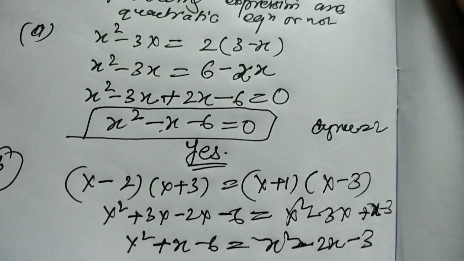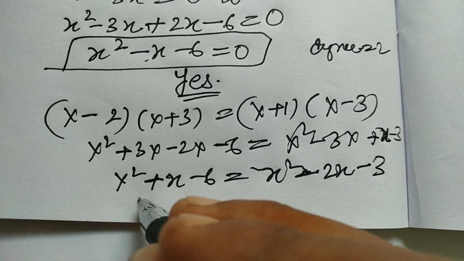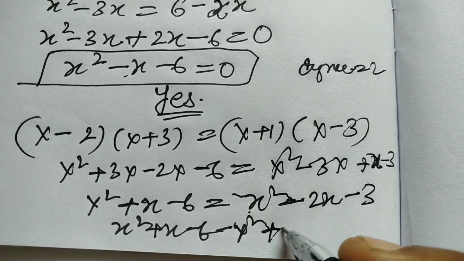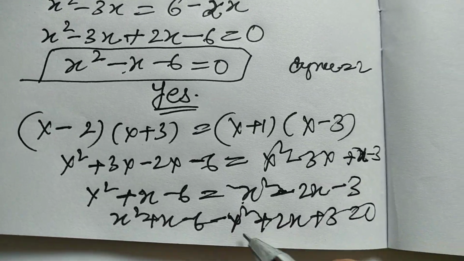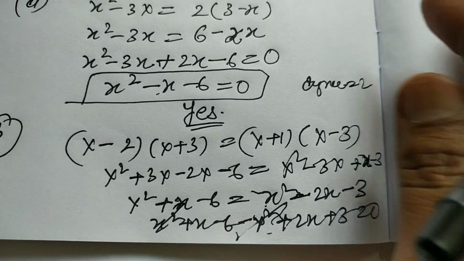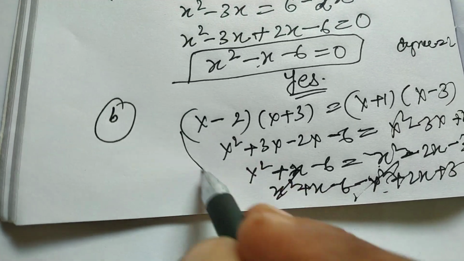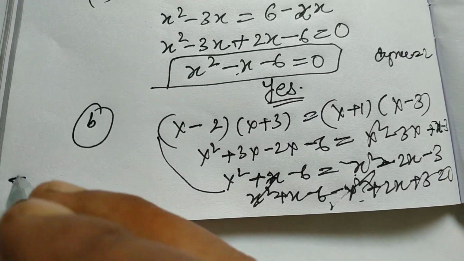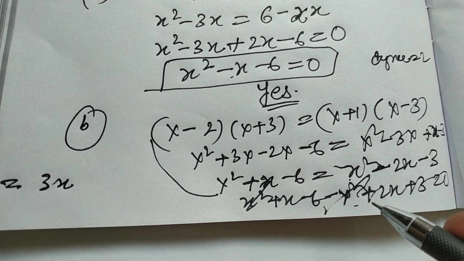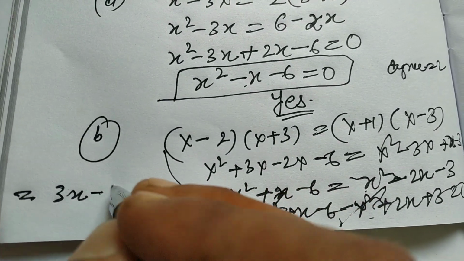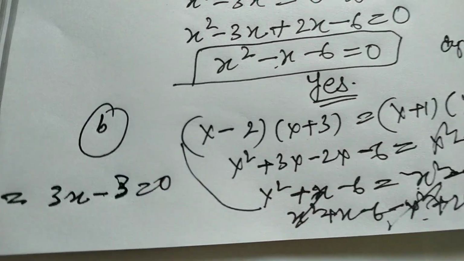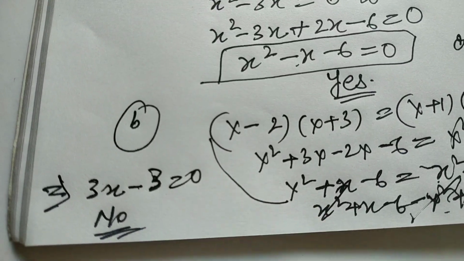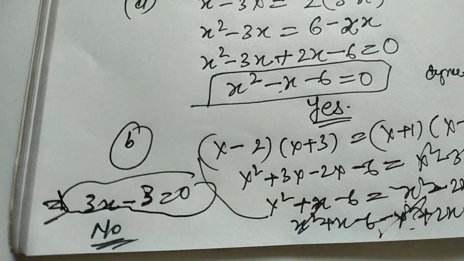Now transfer to the left hand side. This is x square plus x minus 6 minus x square plus 2x plus 3 is equal to 0. The x square cancels out, and this is equivalent to x plus 2x, that is 3x, minus 6 plus 3, minus 3 is equal to 0. That means the degree of this equation is 1, so it is not a quadratic equation. That is called a linear equation.